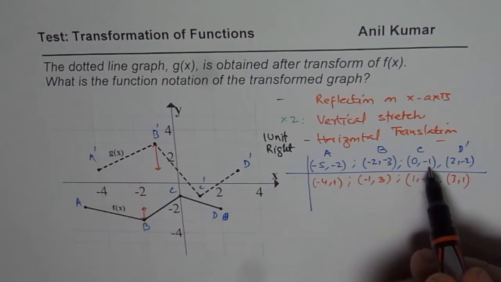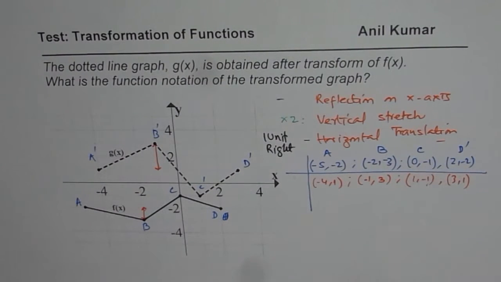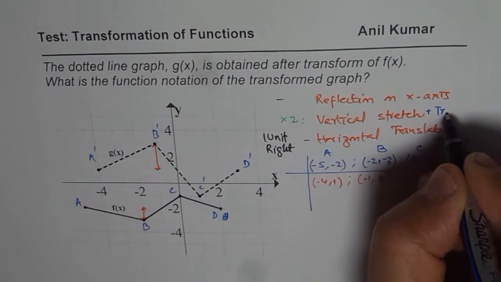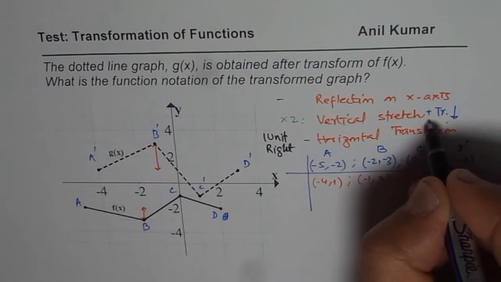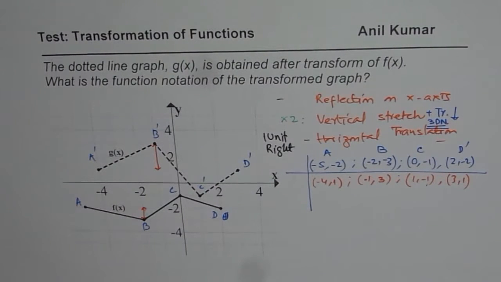Similarly, you can check here. -1 times -2 will give you +2. +2 minus 3 is -1. So that is how these points really help, right? So it is vertical stretch combined with vertical translation, right? And this translation is 3 units down. Do you get the idea? So that is how you really figure out the whole transformation, right?